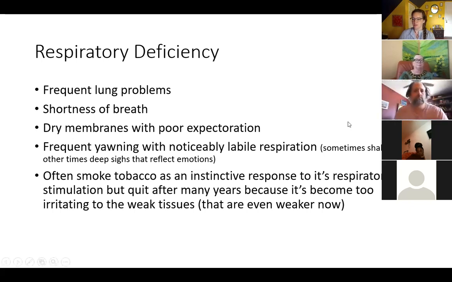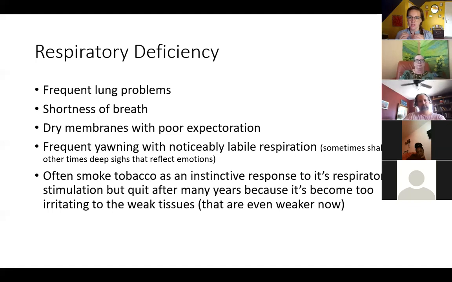So respiratory deficiency: frequent lung problems, when things aren't functioning as much as they should be. You're just going to have more lung problems than the average person. Shortness of breath, dry membranes with poor expectoration. Remember what I was just saying, dryness sometimes causes tension. Expectorants, herbs that cause the shaking up and the expelling, are not going to work when the membranes are dry and tense.